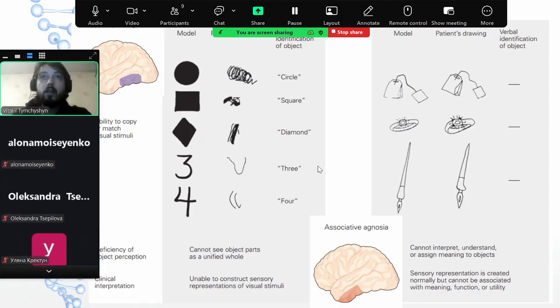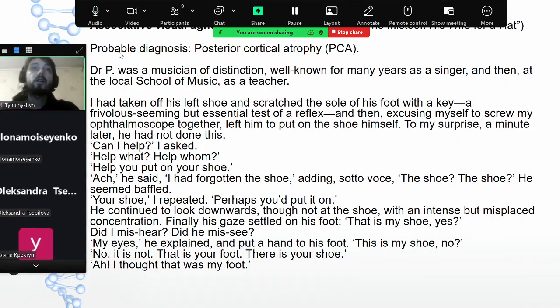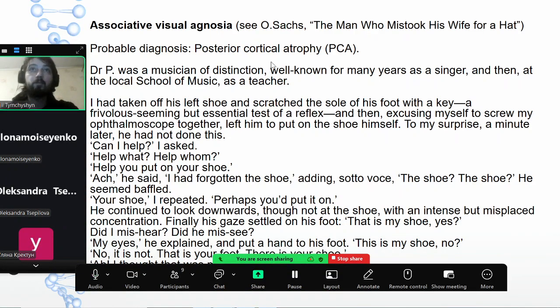And that's a pretty interesting case. I want to cite you some part of the book directly about this associative visual agnosia. That's a book by Oliver Sacks. It's called "The Man Who Mistook His Wife for a Hat," and I guess "and Other Clinical Tales" or something like that. So you can Google that.